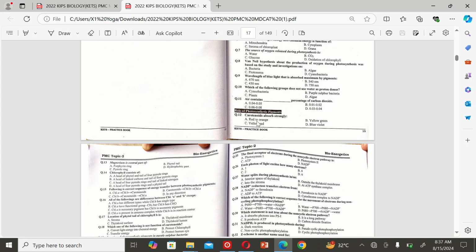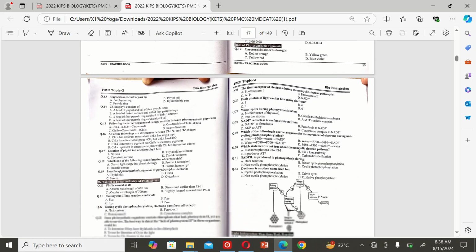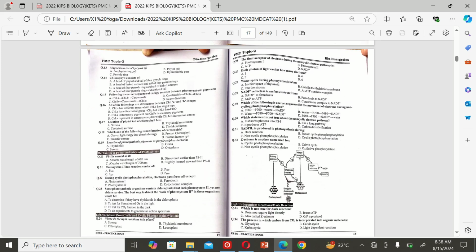The next MCQ is: carotenoid absorbs strongly A. Red to orange, B. Yellow to green, C. Yellow red, and D. Blue violet. So the correct option is D, blue violet.